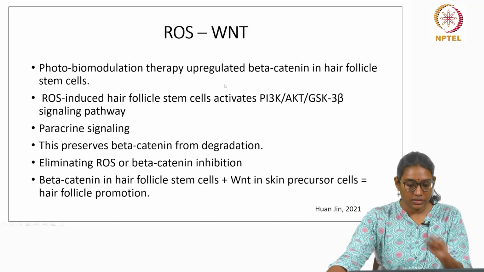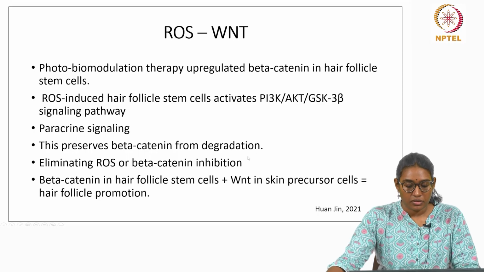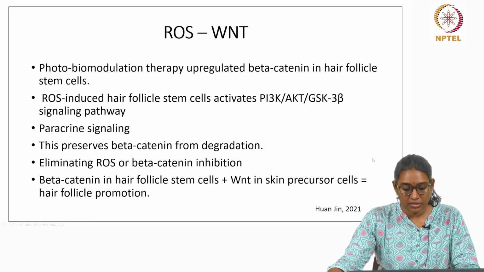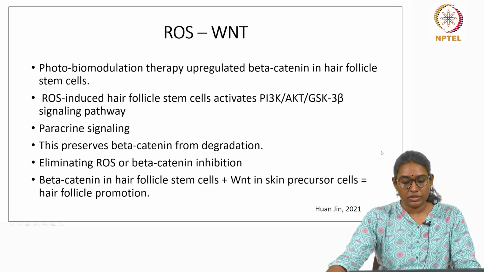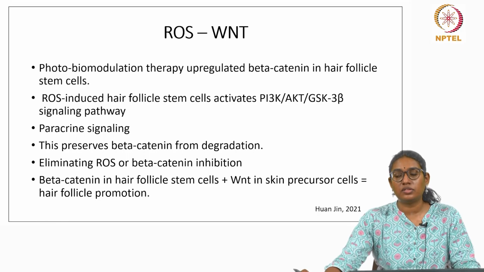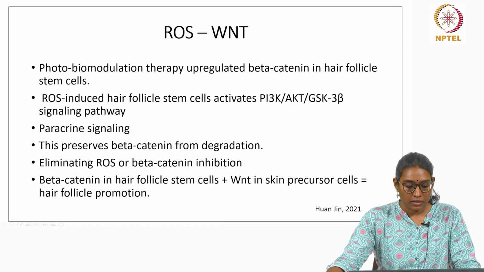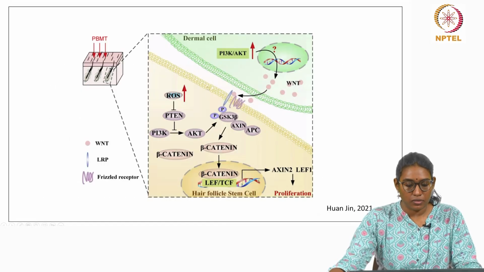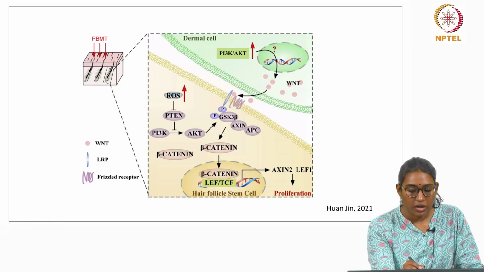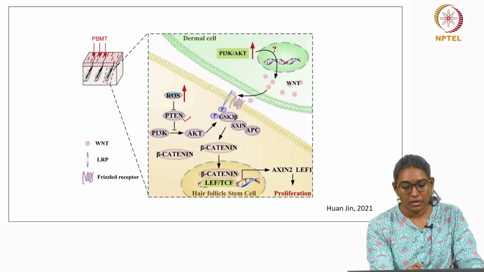So moving on to the next, the induction of ROS by Wnt pathway. This is another research paper where they have mentioned the Wnt signaling is the major cause by which ROS induces the hair follicle stimulation. So the ROS activates the Wnt pathway. In which way does it activate? Over here we can see the ROS inhibits PTEN. PTEN is a phosphatase, and it actually inhibits PI3K by removing the phosphate group.